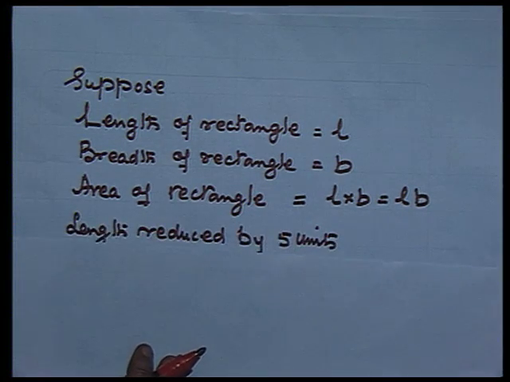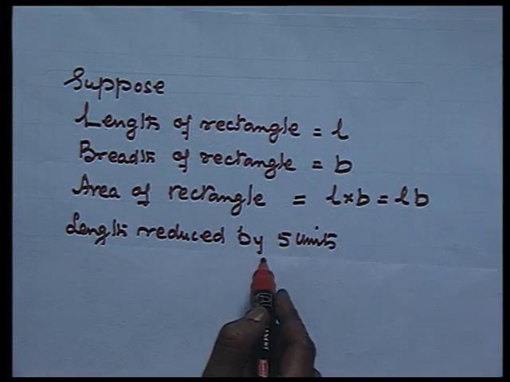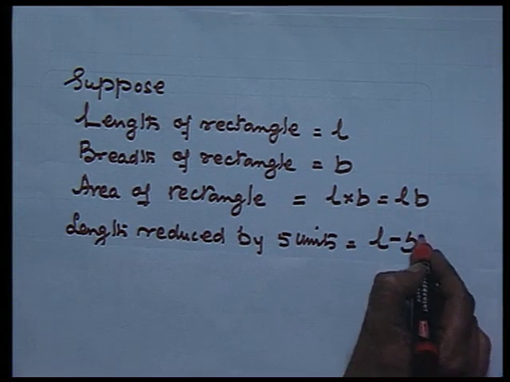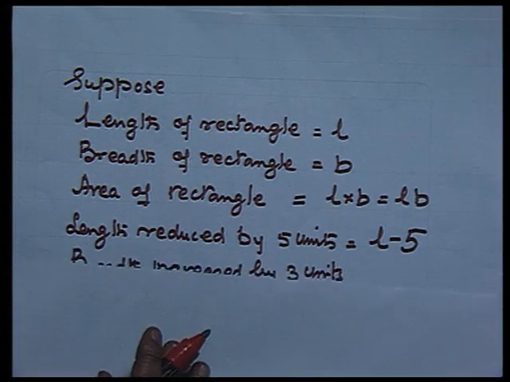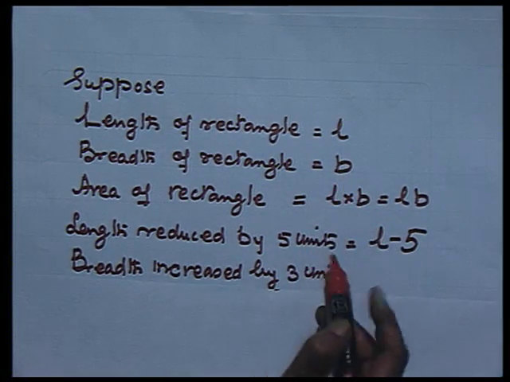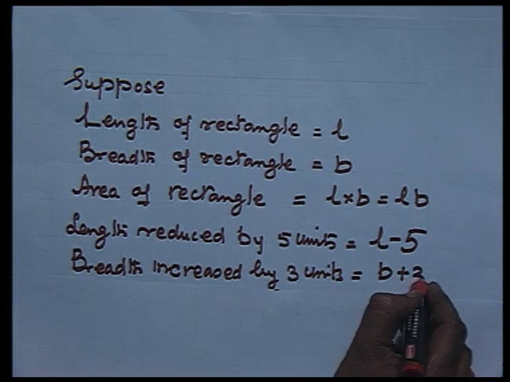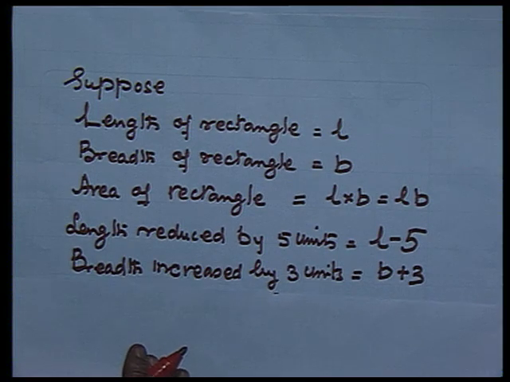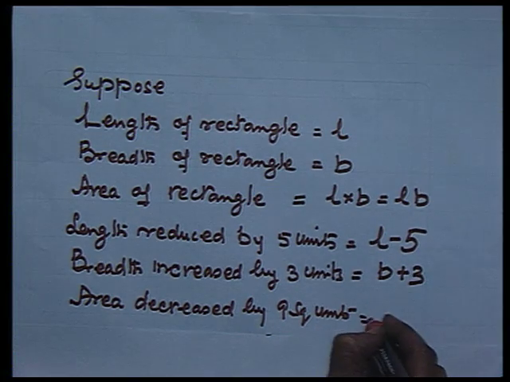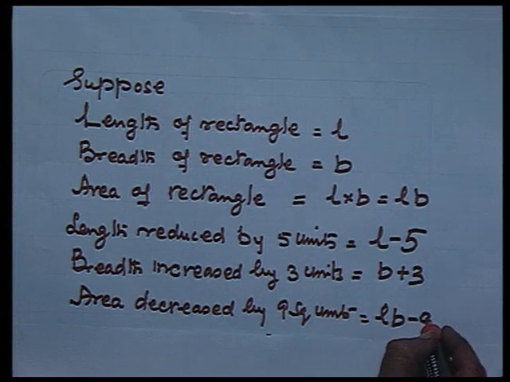But the first condition was that the length is reduced by 5 units. Now, what is the original length? Original length is L. On reducing it by 5 units, the new length becomes L minus 5. And the breadth is increased by 3 units. What is the original breadth we have supposed? B. Now, it is increased by 3 units. So, increasing means to the original breadth I will add 3. And what is happening to area? Area is decreased by 9 square units. So, original area is L times B. Because it is decreased by 9 units, I will subtract 9.